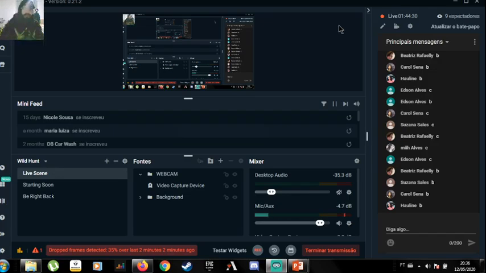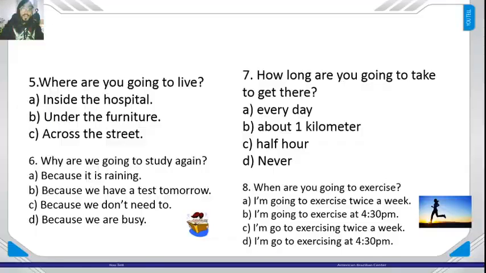Okay, let's go. Most of you are telling me that the correct answer would be letter B. I'm going to exercise at 4:30 p.m. But students, pay attention. The question is, when are you going to exercise? And not what time are you going to exercise?